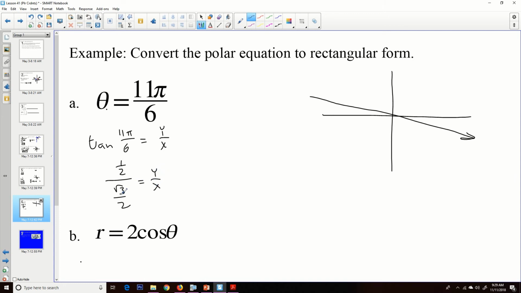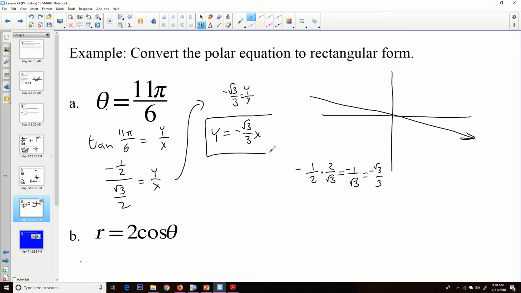And so I'm just going to simplify this thing. A half times 2 over the square root of 3 is going to be 1 over the square root of 3, and I need a negative here because the y value would be negative. So it'll be negative square root of 3 over 3. We've done that quite a bit. So just going back up here so I can finish it off, I'll get negative square root of 3 over 3 is equal to y over x. We will multiply both sides by x and bring the y back over here. So y equals negative square root of 3 over 3 x. And that's going to be our answer there.